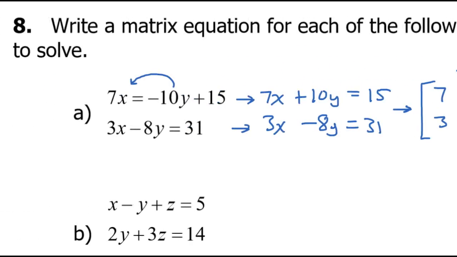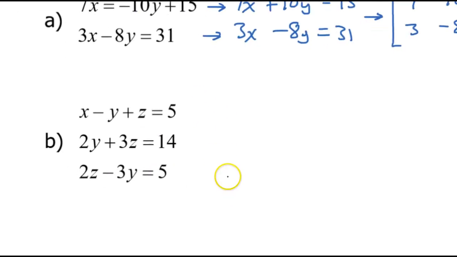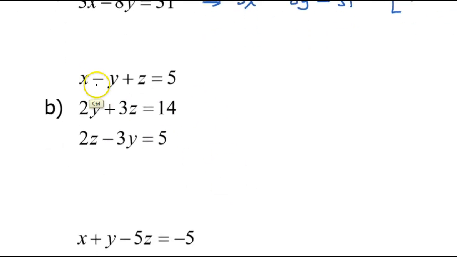All right, now let's go back and do that again for problem B. Okay, I got to make sure these are all in standard form. Not quite. All right, I think I'll switch colors this time. The first equation is in standard form, so I'm going to leave this as X minus Y plus Z equal to 5.